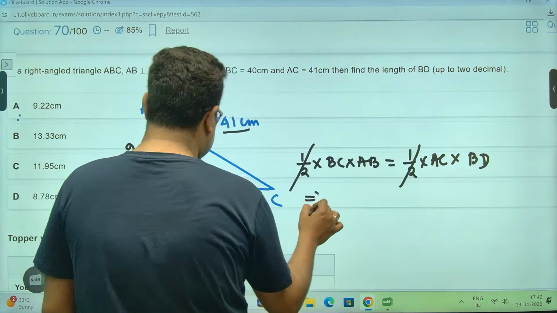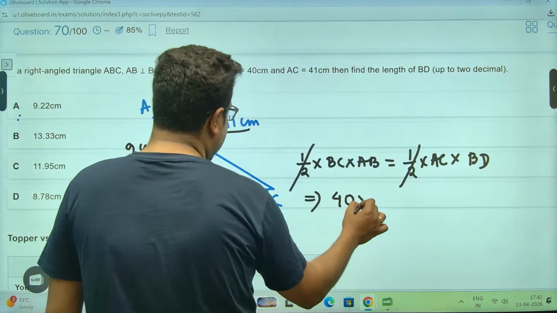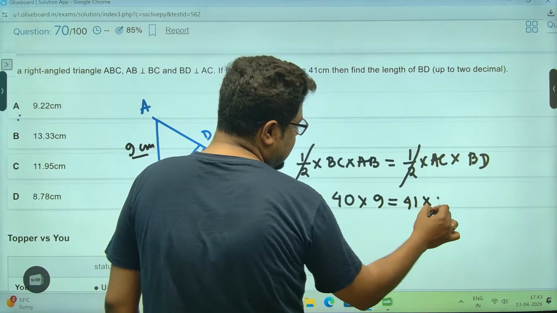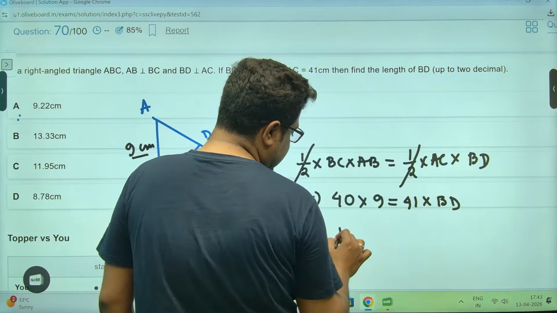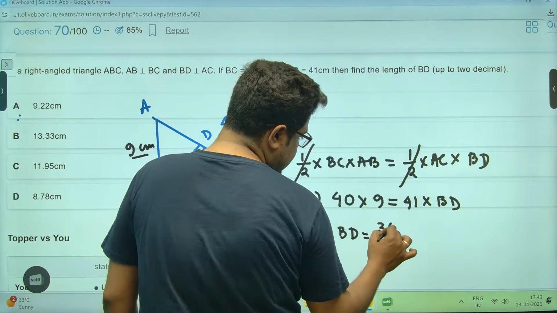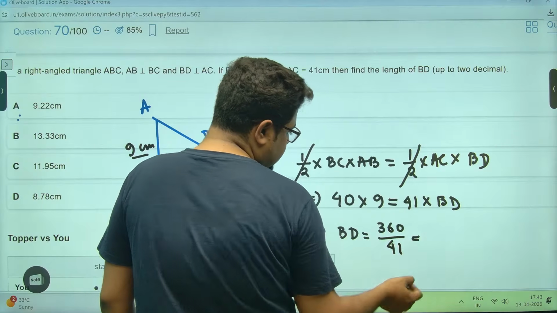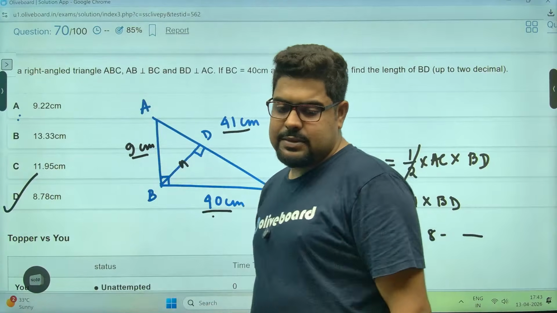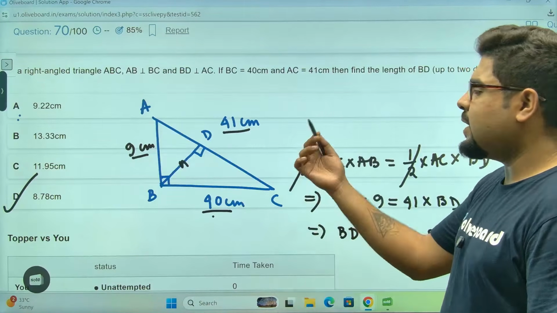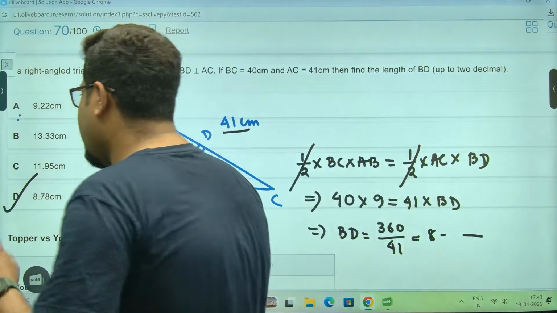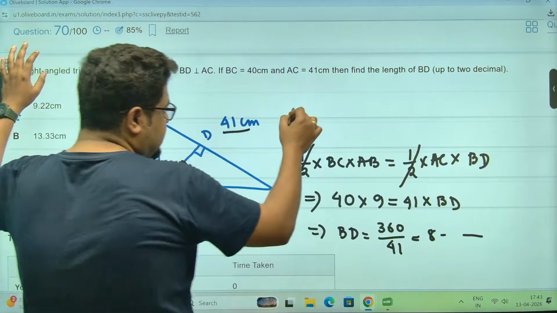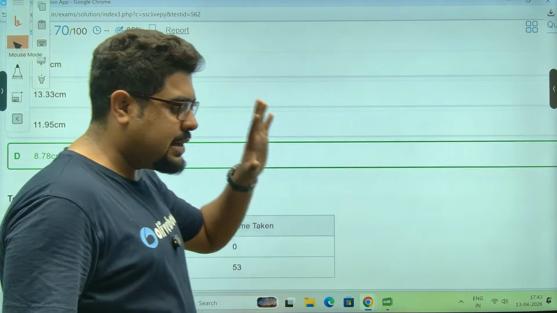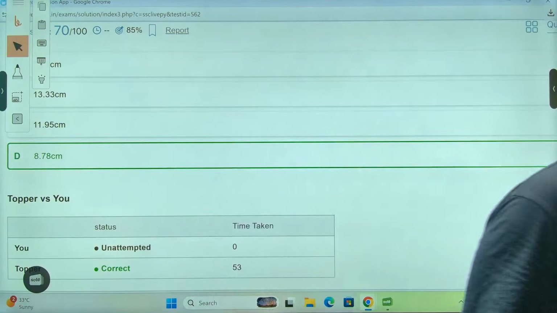Just put in the values you know. BC is given as 40, AB is given as 9, AC is given as 41. You need BD, so BD will be 360 by 41. 4 nines won't go, so it is 8 point something. There is only one option with 8, and that has to be my answer. Again, not difficult. Remember this trick. If you don't want to remember formulas, at least remember the concepts. Those are very important.